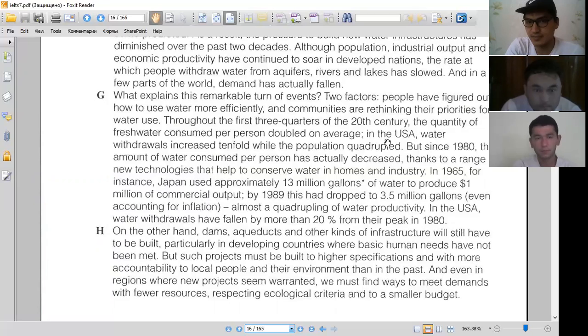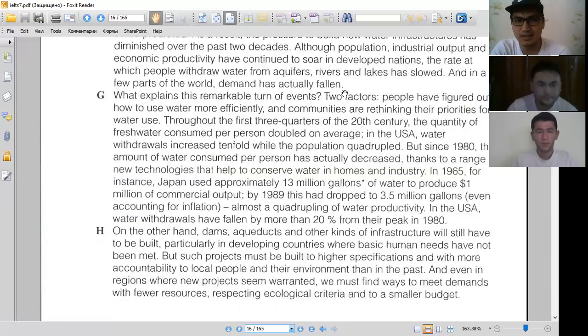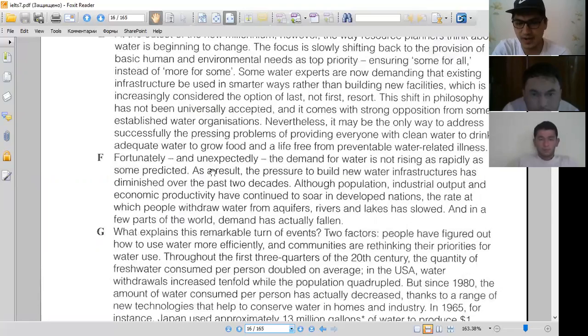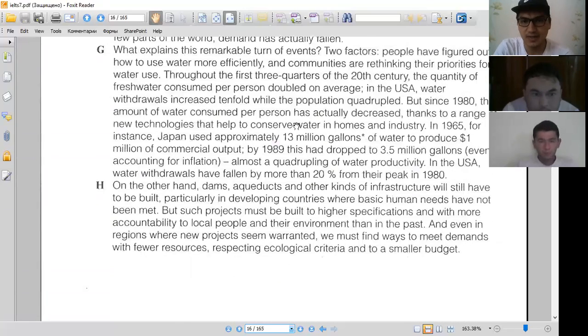Clear? Because they are trying to explain the reasons why the demand for water has diminished, right? Of course, from the previous paragraph F. So some explanations. And here you can also find some associated words. Let's say per person has actually decreased here. Decrease is also a keyword for what? Reducing, right? Reduce water. And here you can also say reduce water use.